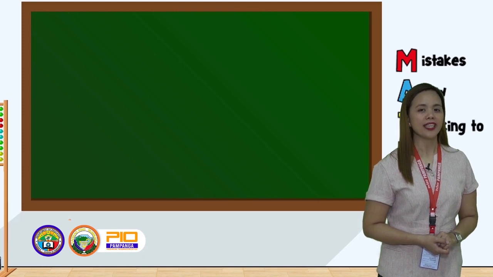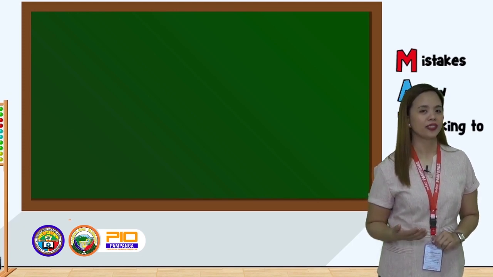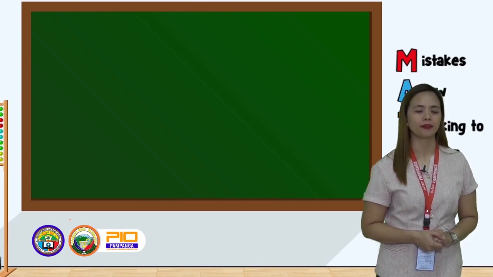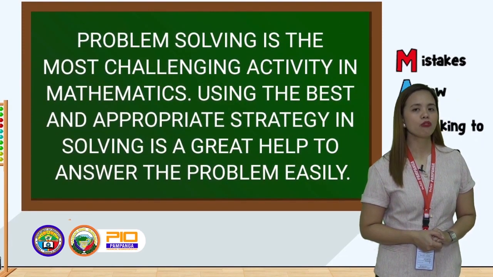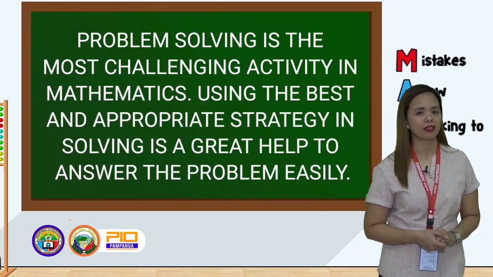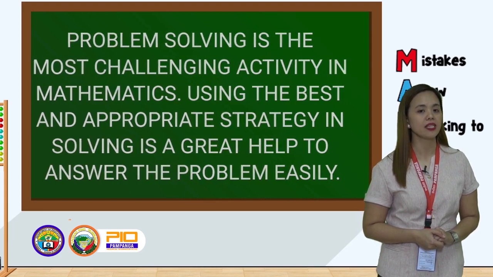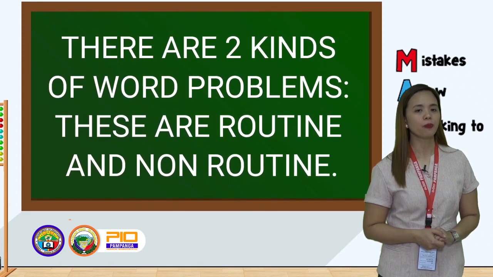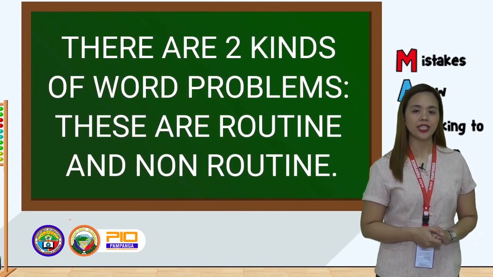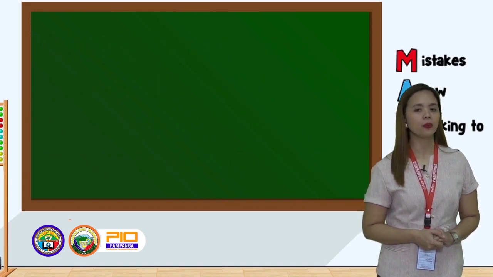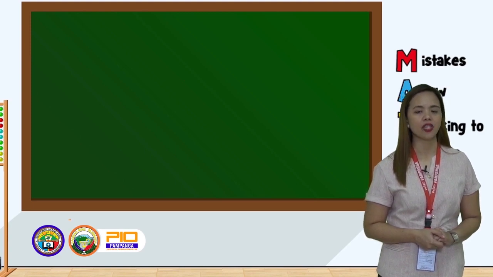Just to give you an idea about our lesson, here is how problem solving is defined by the dictionary. Problem solving is the most challenging activity in mathematics. Using the best and appropriate strategy in solving is a great help to answer the problem easily. There are two kinds of word problems. These are the routine and non-routine. The first example is a routine word problem because it is very easy to answer and has an immediate solution.